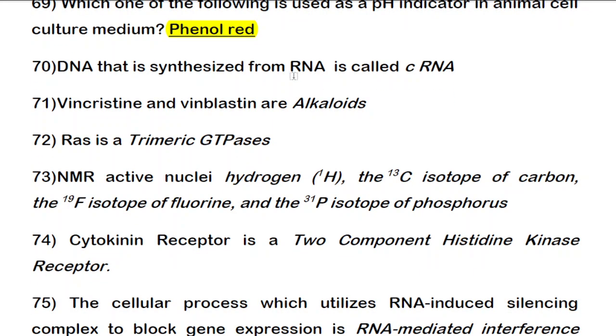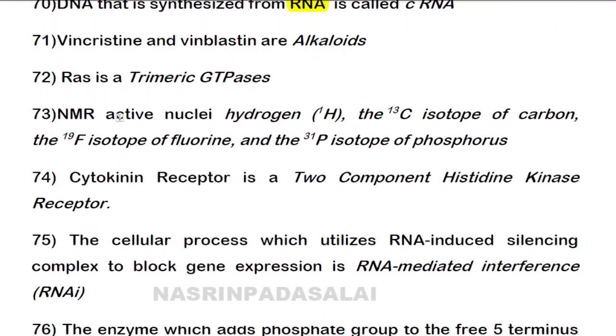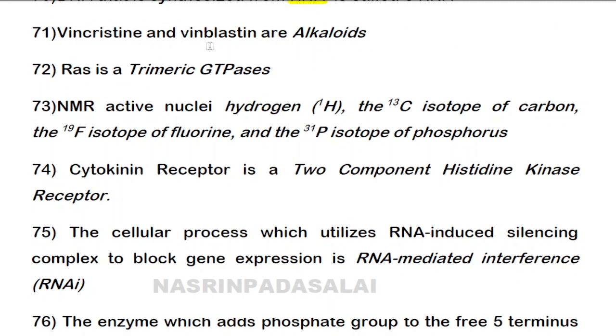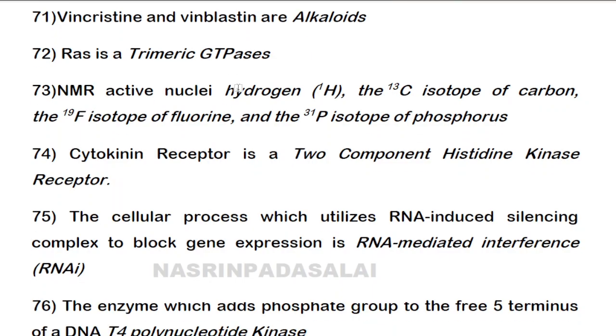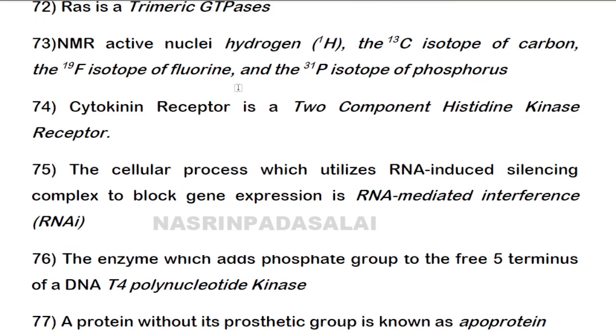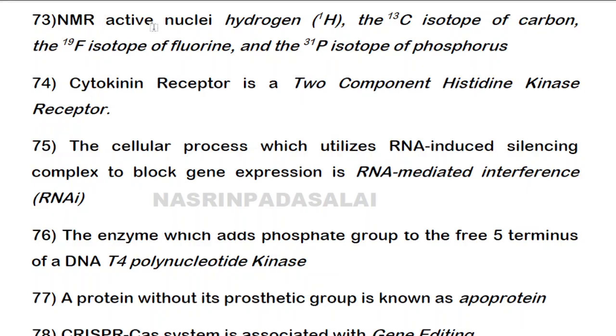DNA that is synthesized from RNA is called complementary DNA. Question number 71: vincristine and vinblastine are both used as anti-cancer drugs, and both belong to a group of compounds called alkaloids. Next, RAS is a monomeric GTPase. 73rd question is regarding NMR-active nuclei. H1, C13, F19 and P31 are NMR-active nuclei. Okay. Question number 74: the cytokinin receptor is a two-component histidine kinase receptor.